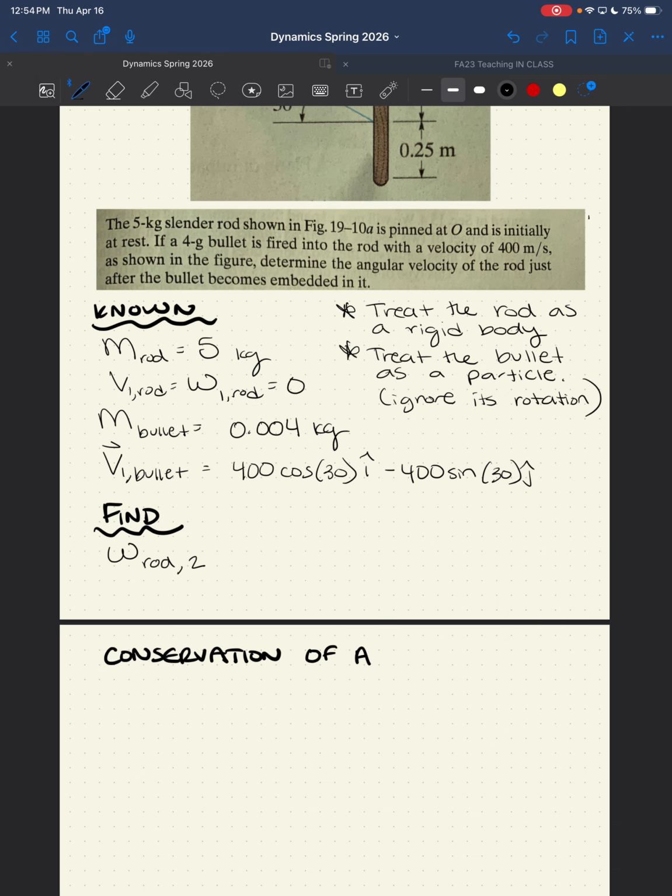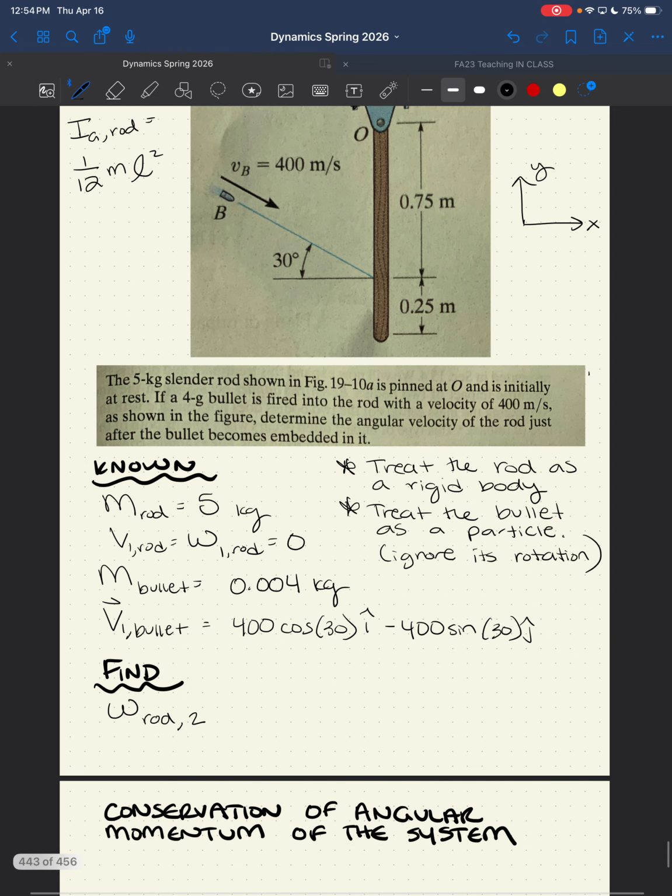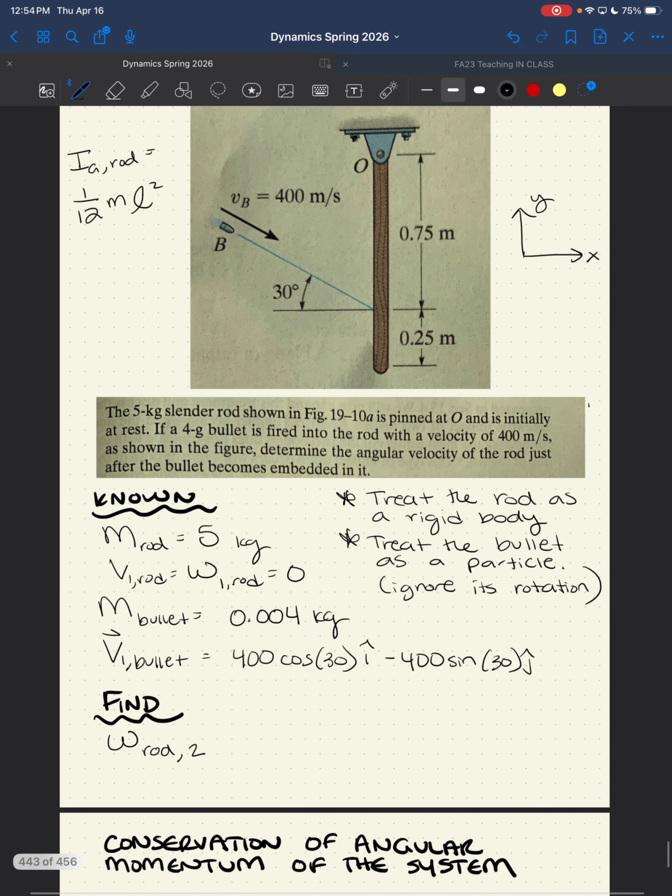The other question is where we want to sum about. And to be completely honest, I really don't want to have to deal with these reaction forces that I know are at OX and OY at the pin. So ideally, I would like to be summing moments about that point because those don't create a moment at that point. So let's do it at O.